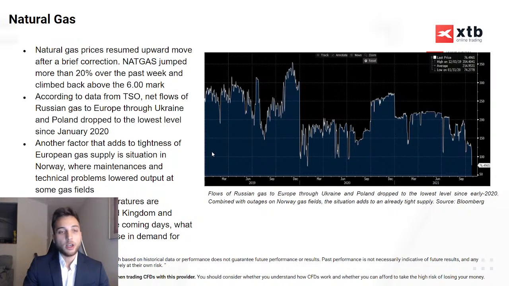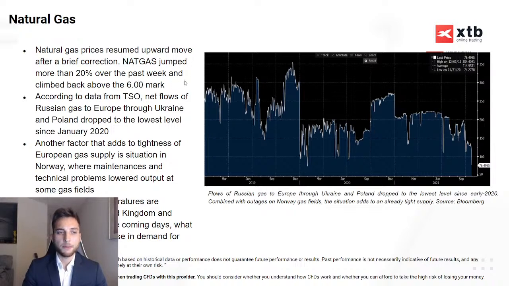And then finally, the last really energy market impacting the stocks has been nat gas. So natural gas prices, especially if in the UK, you've heard that a lot of energy companies actually failed and went bankrupt because they couldn't provide their services anymore. So definitely something worth following. Natural gas prices resumed upward move after a brief correction. Nat gas jumped more than 20% over the past week and climbed back above the $6 mark.